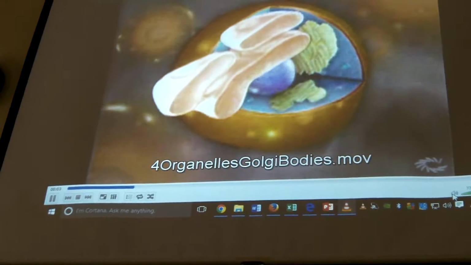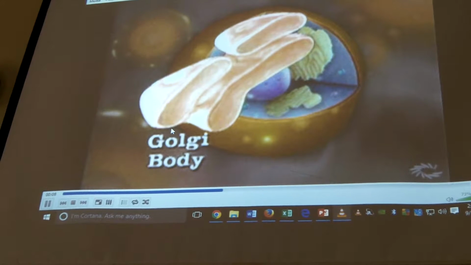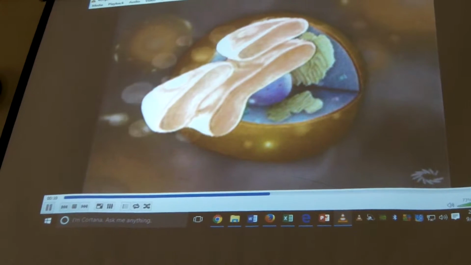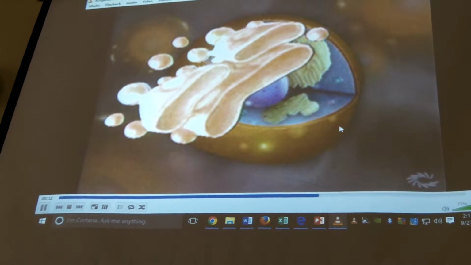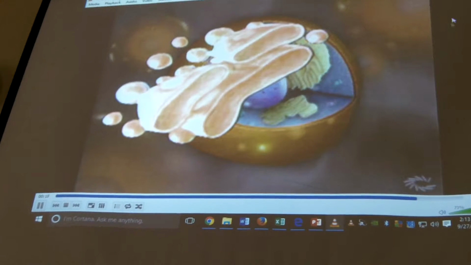The Golgi bodies are the cell's packaging centers. Here, proteins are mixed with other chemicals and enclosed in bubble-like containers that then break away and move to the cell membrane where their contents are released from the cell.